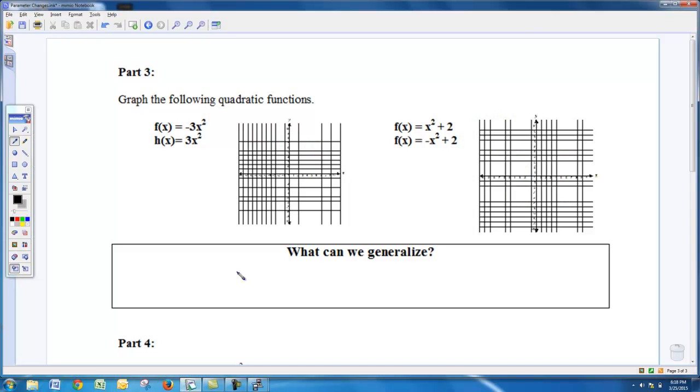Okay, so we're just going to do a quick sketch of those. Again, it doesn't have to be exact. We know that they were fairly narrow because the A value is greater than 1, but one was opening up and one was opening down.